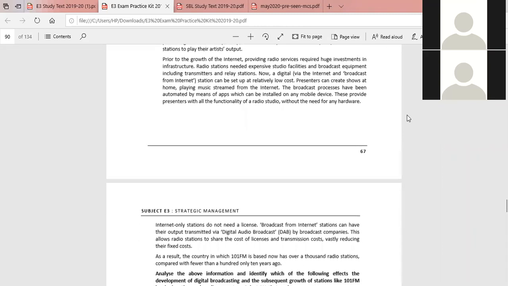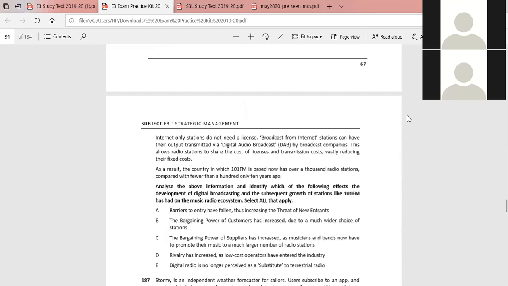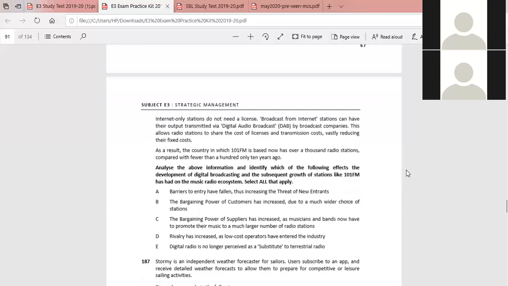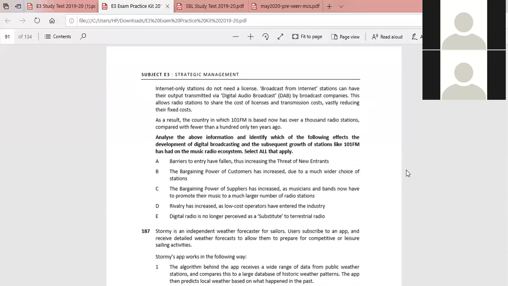After the digitalization through internet, the broadcast was possible. Broadcast from internet stations can have their output transmitted via digital audio broadcast by broadcast companies. This allows radio stations to share the cost of licenses and transmission costs, vastly reducing their fixed cost. That's the scenario. So the case has, at present, what is the situation which is prevailing to start a radio station? It was almost not possible for them to start a radio station, because government's presence was there.